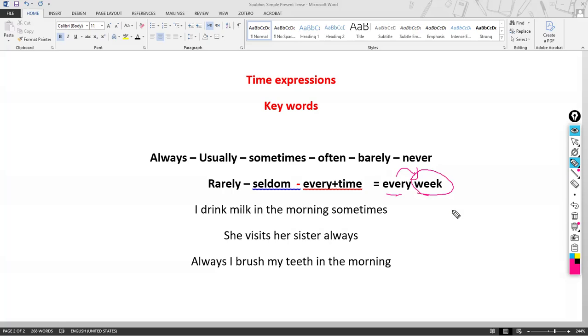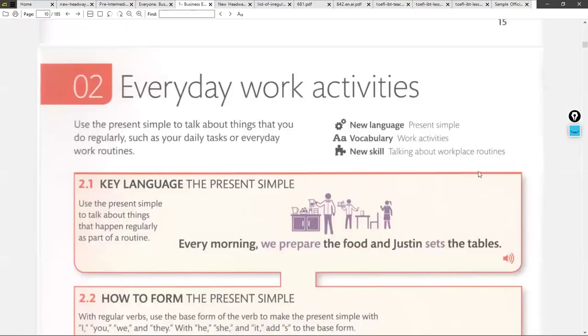Week is a time. Every hour, every minute, every day, every Sunday, every Monday, every July, every week, every month, every year. All these words are about time. So now I can say that approximately the list of time markers or expressions is really complete. So let's go back to the file.